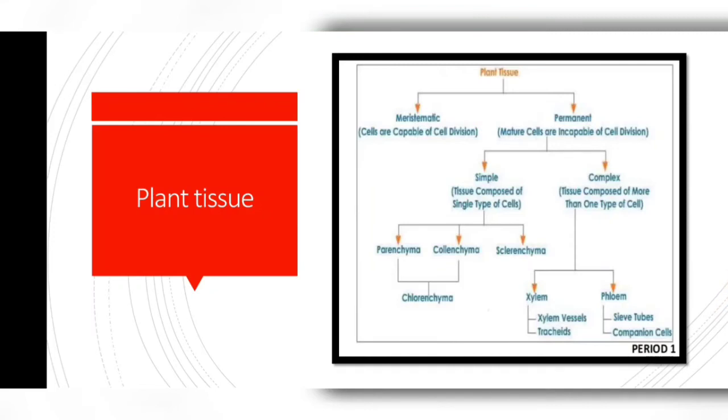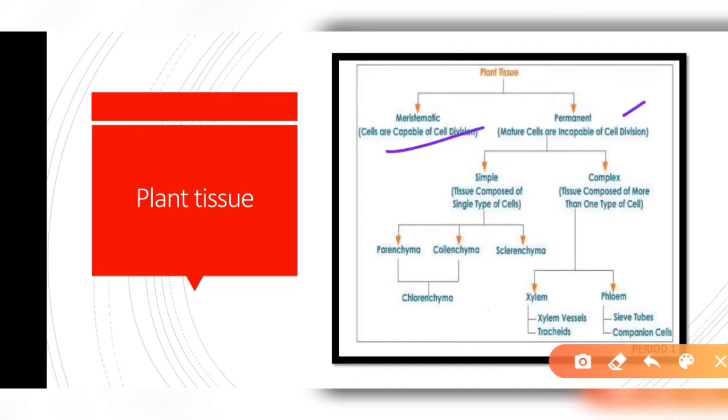Now you can see this plant tissue here also, in this graph. Plant tissue is divided into the meristematic as well as the permanent tissue. Meristematic tissue cells have the capability of cell division. They continuously divide themselves, making new cells again and again. When these meristematic tissues become mature, they lose their ability and are not dividing further, and they become permanent in their functions. At that time they become the permanent tissue.